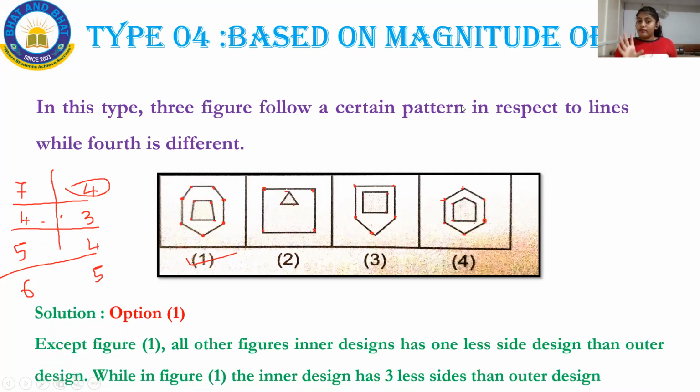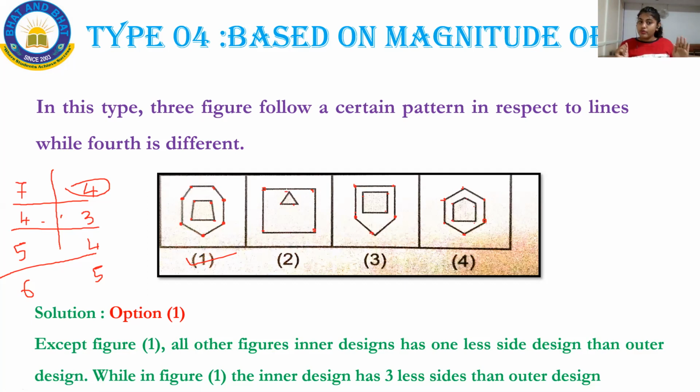In all the other options, the inner figure has one side less than the outer figure. But here it has 3 sides less. So 7 minus 1 would be 6, but in the others it is all 1. This is how we have to find out the magnitude of lines. They will give two figures, the inner figure and the outer figure. We have to count the sides of each and subtract.